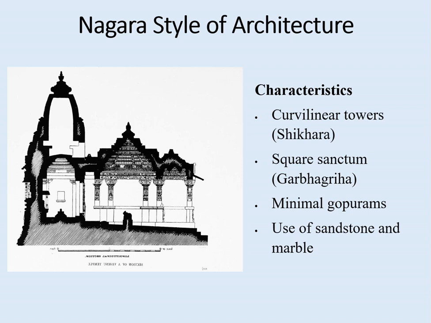Now coming to the Nagara style of architecture, it has a curvy linear tower, which we call Sikhara, and a square sanctum, that is the Garbhagriha. Minimal gopuras are present when compared to the Dravidian style, and they have used sandstone and marble for their construction.